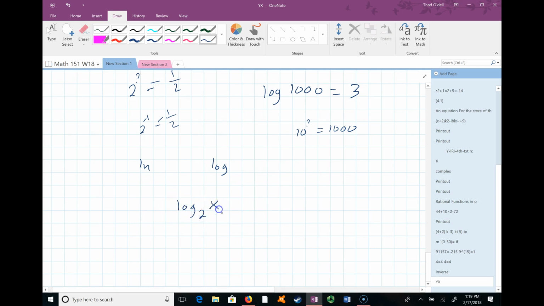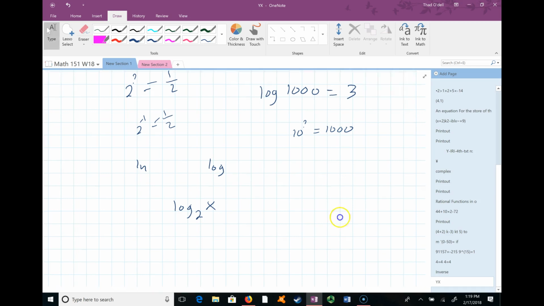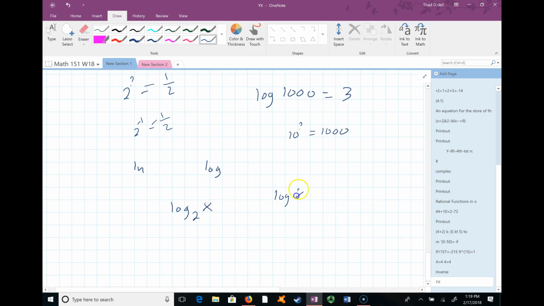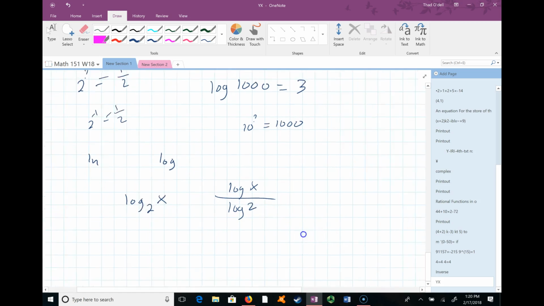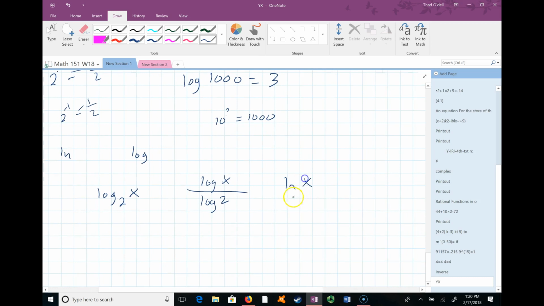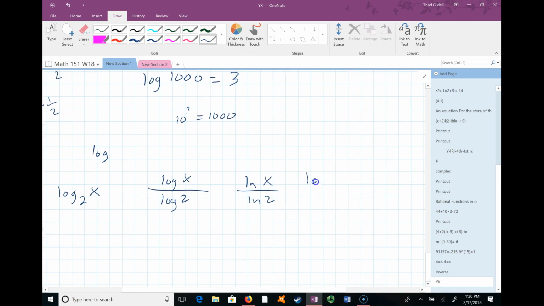If you have the log base 2 of x, you can change the base of that from base 2 to something else. Say I wanted to change it to base 10. Then I would say log of x divided by log of the base. Or let's say I want to change it to natural log. That would be natural log of x divided by natural log of 2. Or let's say I want to change it to base 5. That would be log base 5 of x divided by log base 5 of 2. So you can take any log of any base and change it to any base you want in this process. And that's how you would put something like that in your calculator.